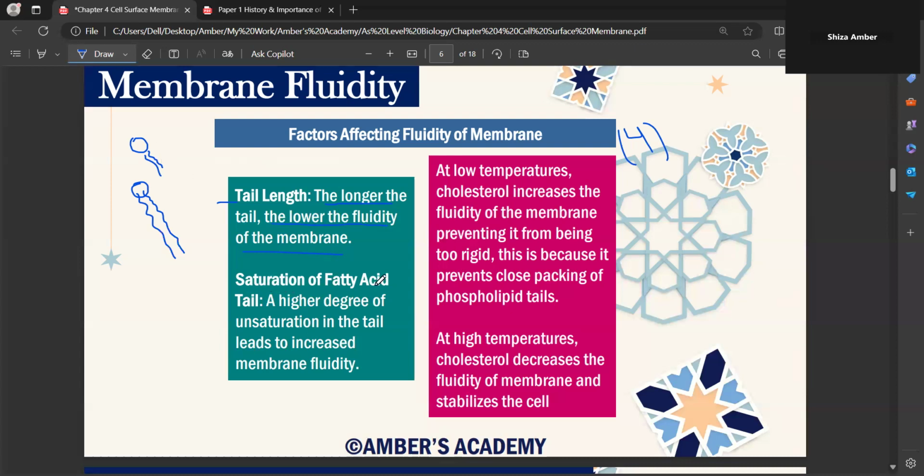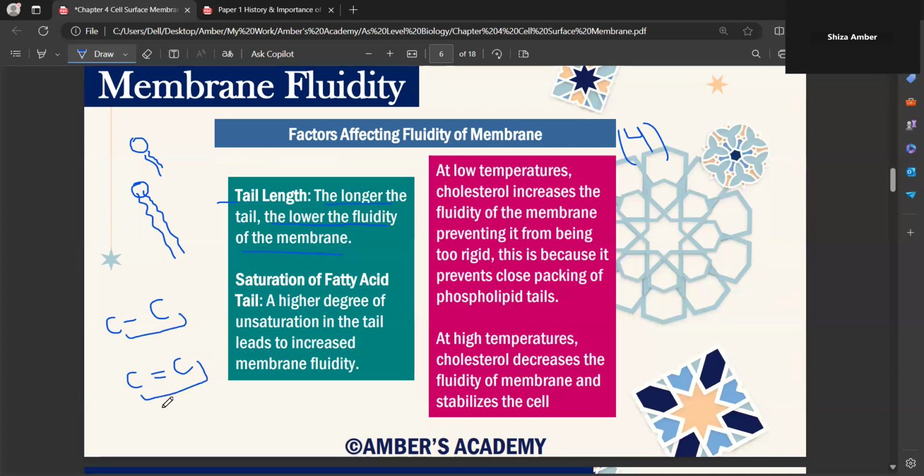Then saturation of the fatty acid tail. Before discussing this, I want to explain the concept of saturation and unsaturation for those who do not remember the organic part of O levels chemistry. I'm sure you did organic chemistry in O levels, but I'm sure that you do not remember it anymore. So basically, you might have seen that sometimes there are double bonds between two carbons, and sometimes there is a single bond. So this is a single bond, while this is a double bond.